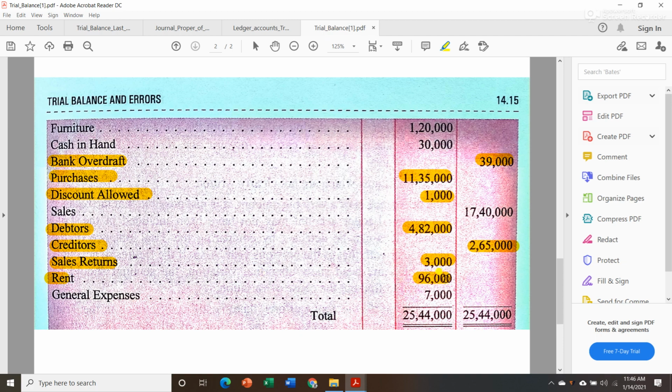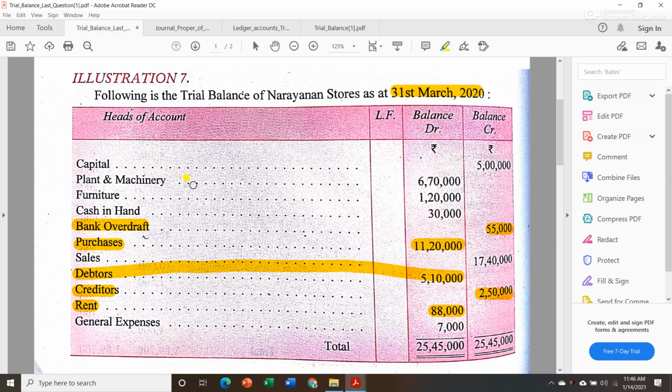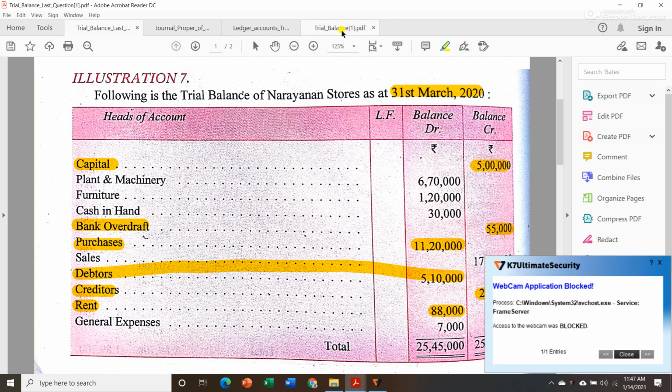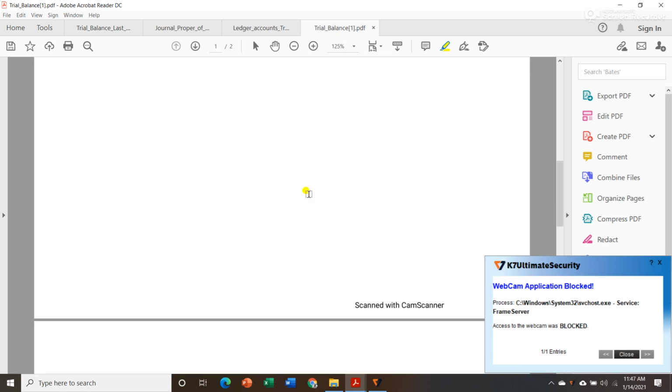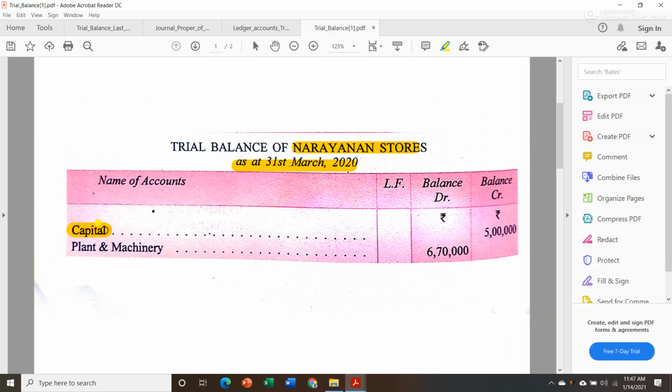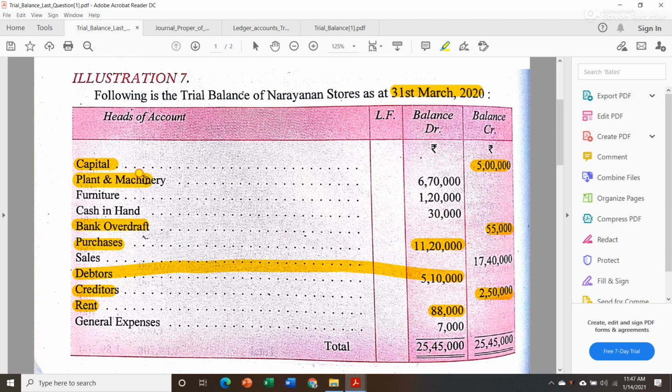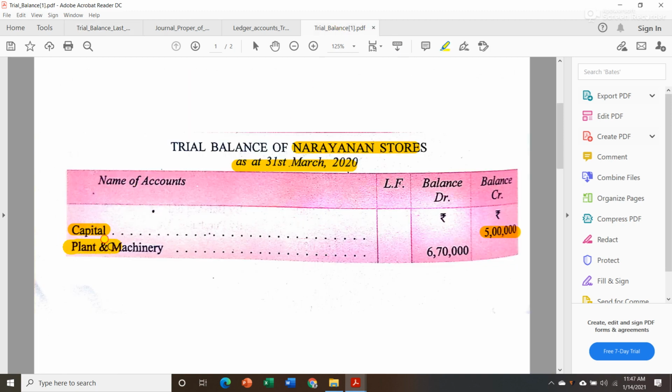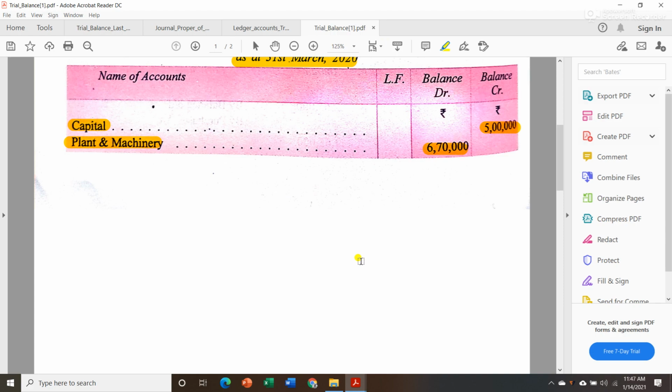Now after posting all the new ledger accounts, you can check the question's trial balance and write all those accounts that we have not yet entered in the trial balance. Like the capital account, which we haven't recorded, so we will write the capital account of 5 lakh in our new trial balance, showing a credit balance of 5 lakh. Then we have plant and machinery showing a debit balance of 6,70,000.